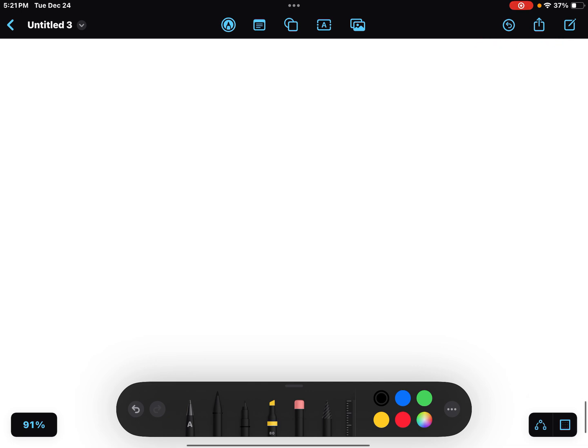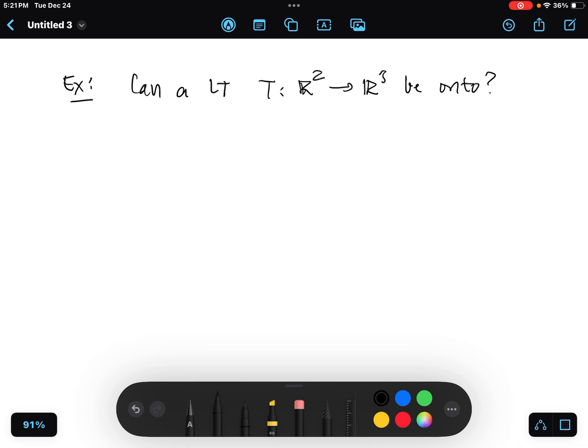Okay, let's do a more conceptual problem. So, can a linear transformation T from R2 to R3 be onto? We'll take a minute and see what you think, and we'll go over the answer.